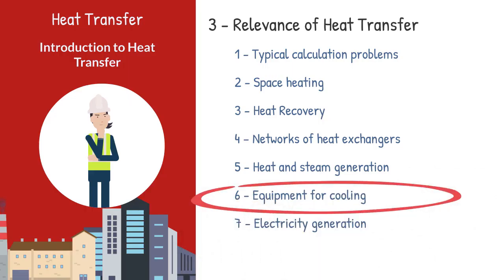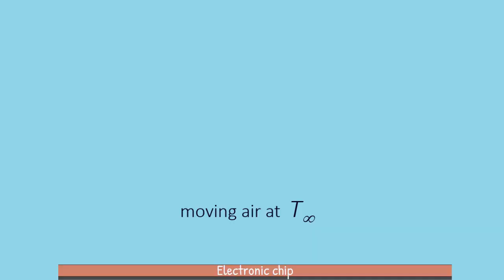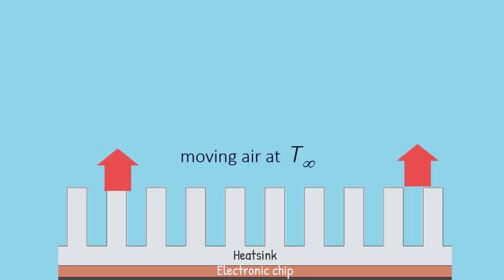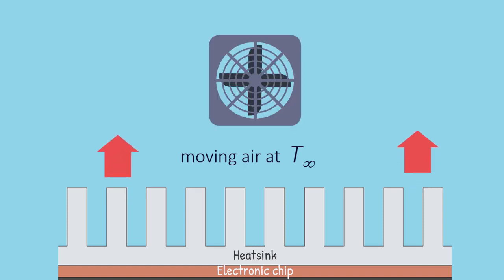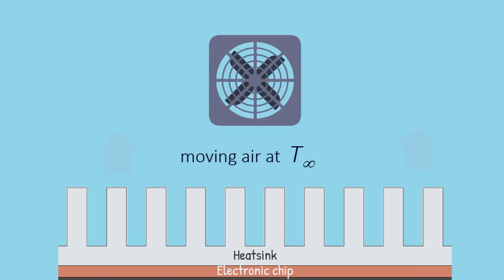Equipment for cooling. For an electronic chip, for instance, the electrical energy consumed by electronic equipment is degraded inside it to thermal energy. This phenomenon causes equipment to heat up and require cooling to keep its temperature below design specifications. A heatsink with fins can be attached to improve the chip cooling. An additional fan can further improve chip cooling.